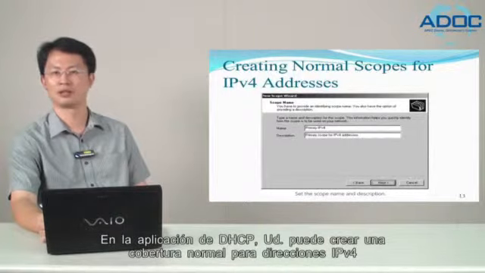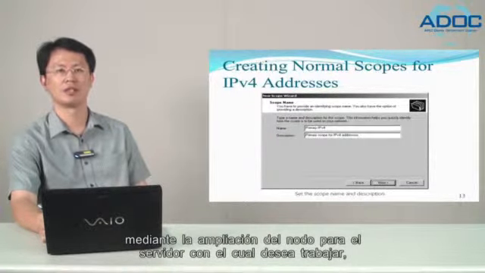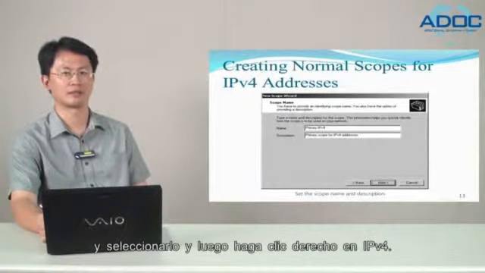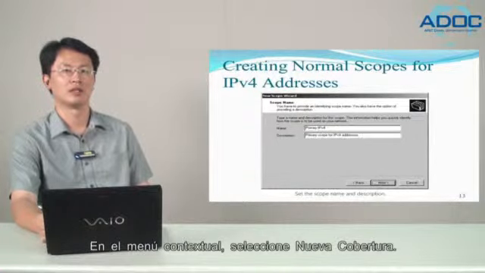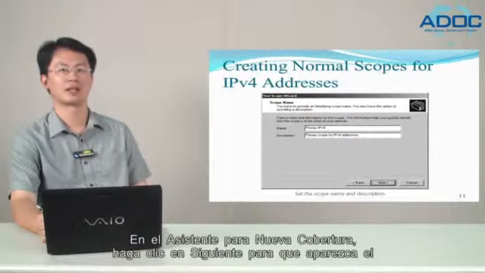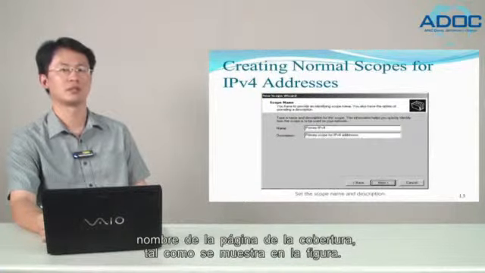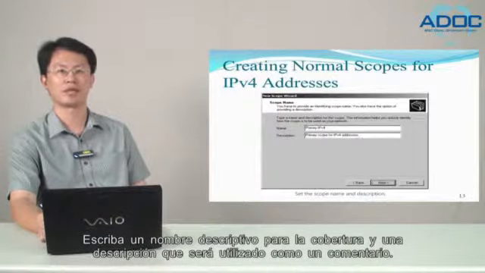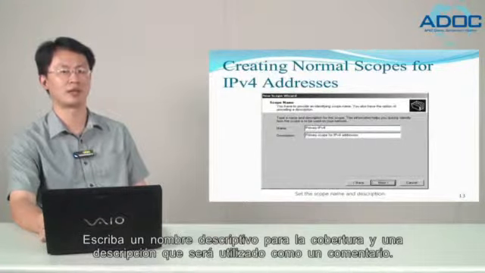In the DHCP console, you can create a normal scope for IPv4 addresses by expanding the nodes for the servers you want to work with, and selecting and then right-clicking IPv4 from the shortcut menu. Select New Scope. In the New Scope wizard, click Next to display the Scope Name page as shown in the figures. Type a descriptive name for the scope and a description that will be used as a comment.